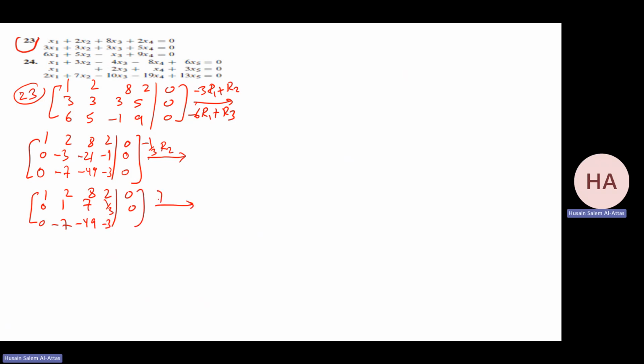Now multiply the second row by 7 and add it to the third row to get what? 1, 2, 8, 2, this is 0, 0, 1, 7, 1 over 3, 0. Multiply by 7, that will be 0. Multiply by 7, that will be 0. I have 7 over 3 minus 9 over 3. That gives me minus 2 over 3. And that will be 0. Okay.